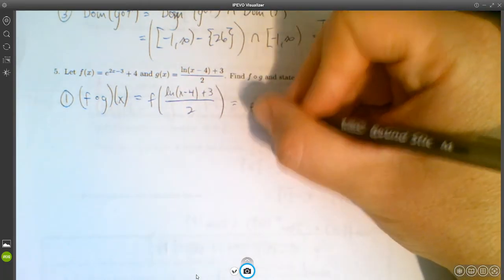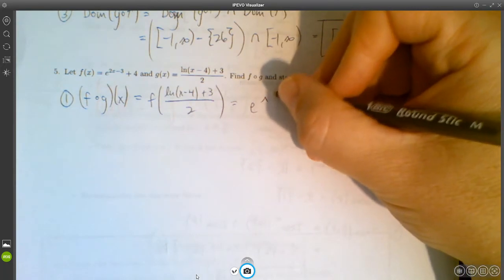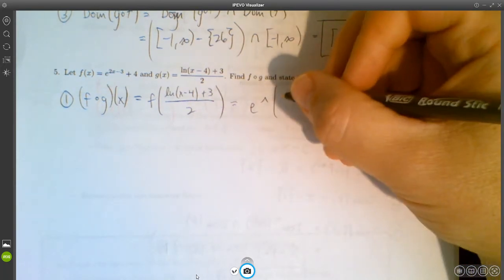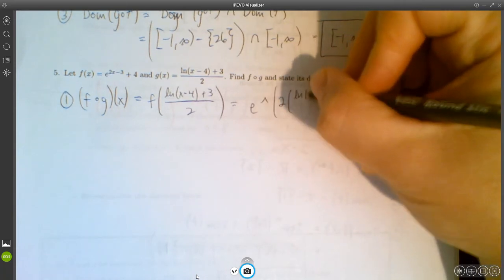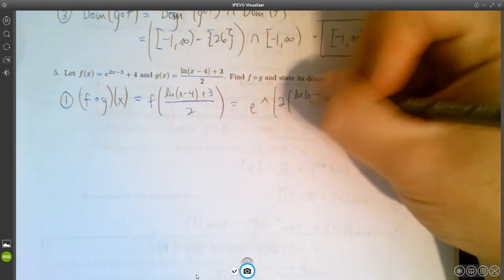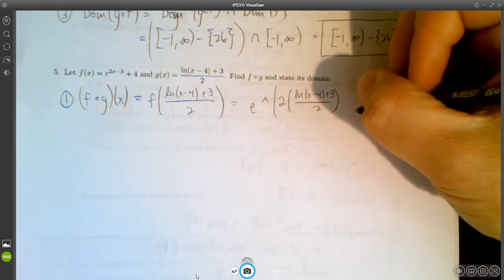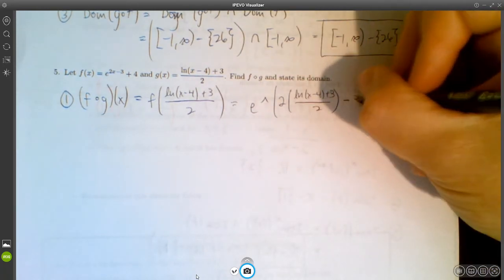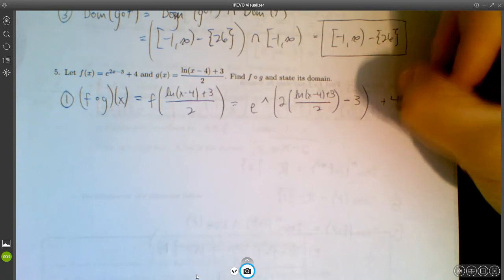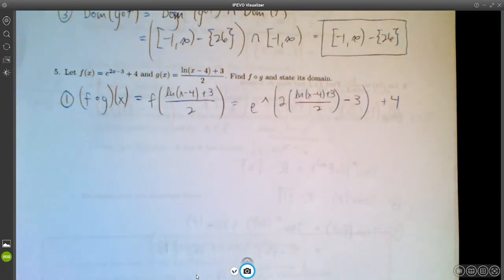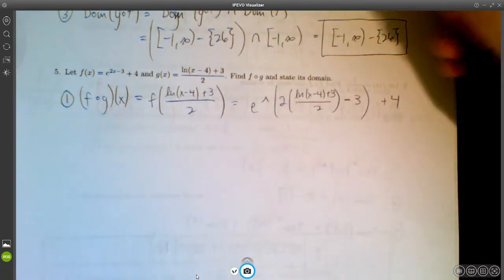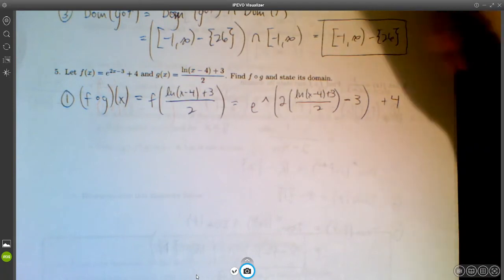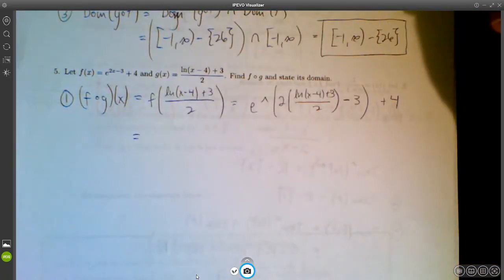So I'm going to say this is e to the power of 2 times ln of x minus 4 plus 3 over 2, minus 3 plus 4. That's ridiculous, right? I'm using a little caret symbol because this would be too much to write in just a single exponent. So I'm using the caret symbol here. But what do we get?